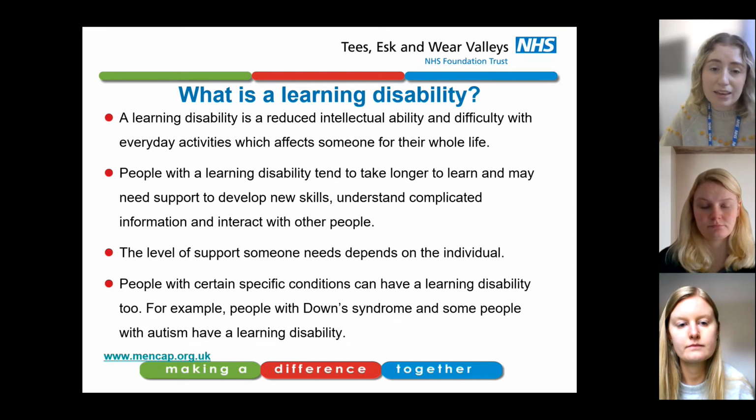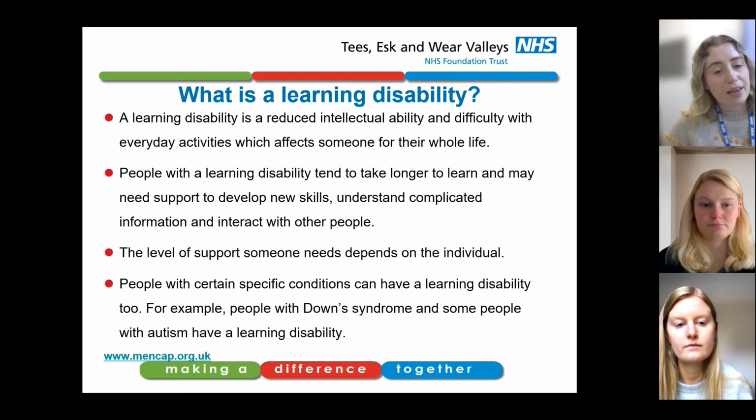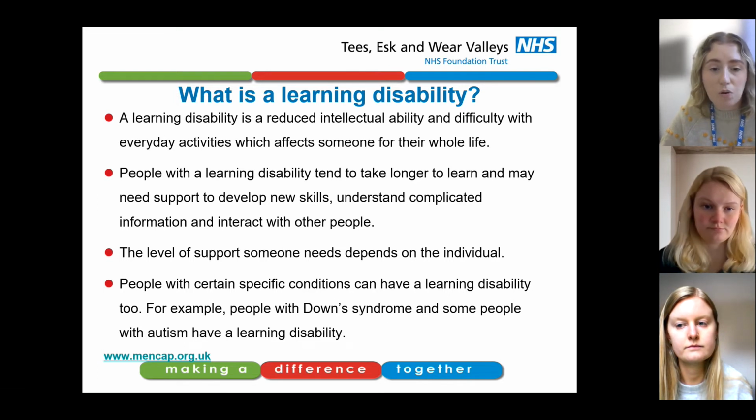The level of support absolutely depends on the individual. There's no such thing as one learning disability. Every individual is different. You might say someone potentially has a mild learning disability, but it really just depends on the person and how much support they might want or need. And people with certain specific conditions can also have a learning disability that co-occurs alongside that. So for example, people with Down syndrome or some people with autism might also have a learning disability as well.